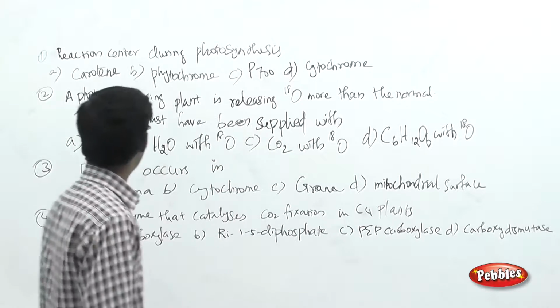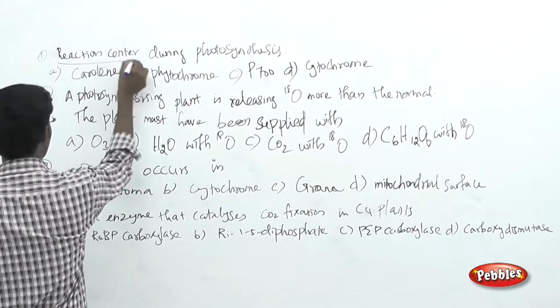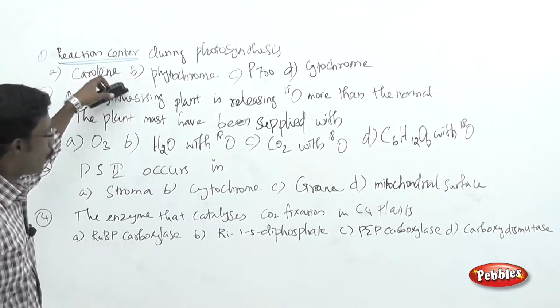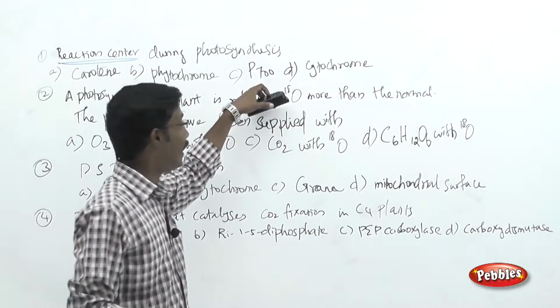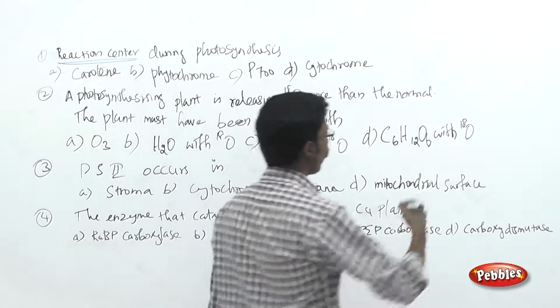Now see the next question. The reaction center during photosynthesis. Okay, so it is talking about the word reaction center. Carotene pigments, phytochrome pigments, P700 and cytochromes. Okay, and we will recall the reaction center.